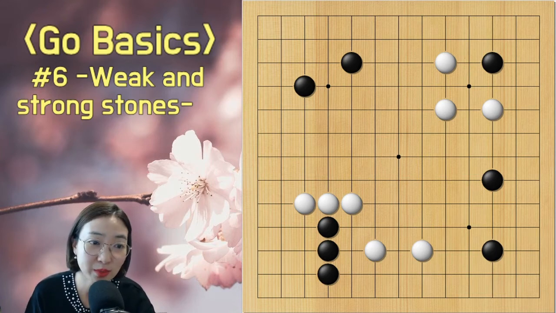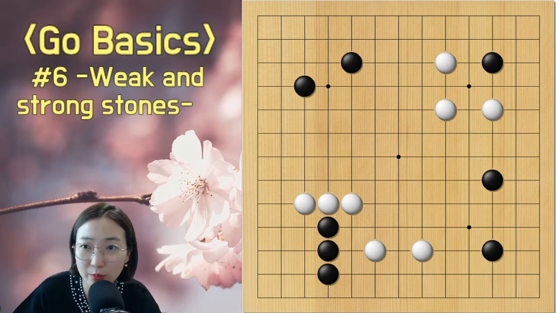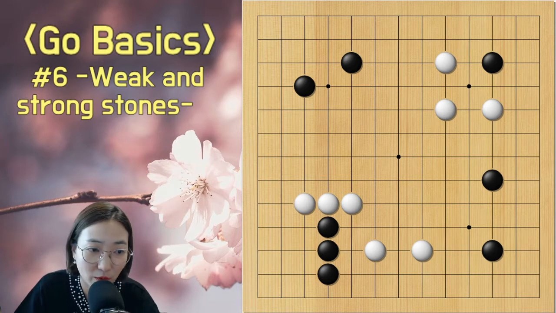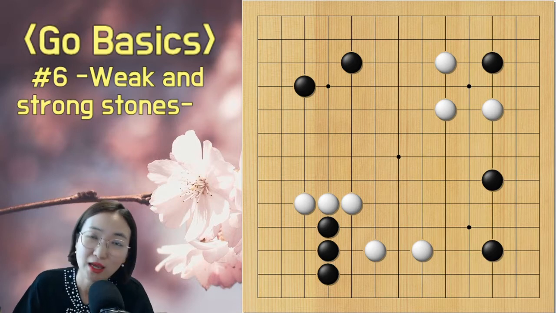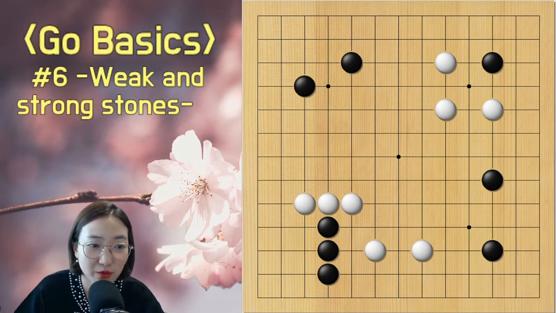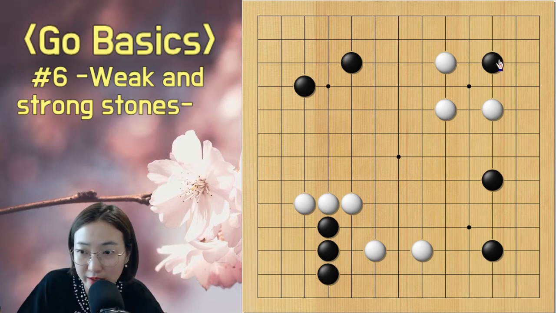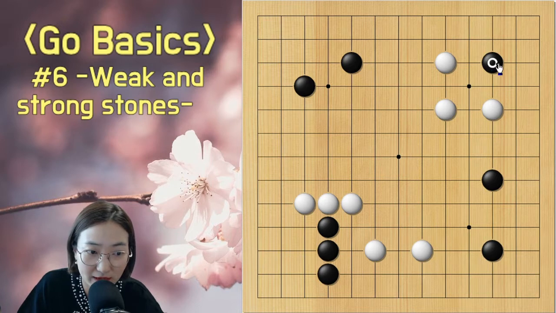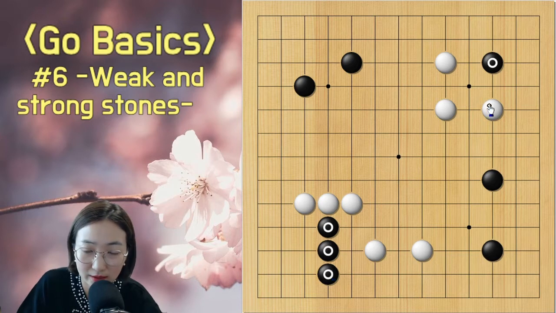I will now explain while looking at the board. On the board, there are strong stones and weak stones. Can you pick out which one is the weak one? First off, this stone here is really weak. And these three stones are also very weak.